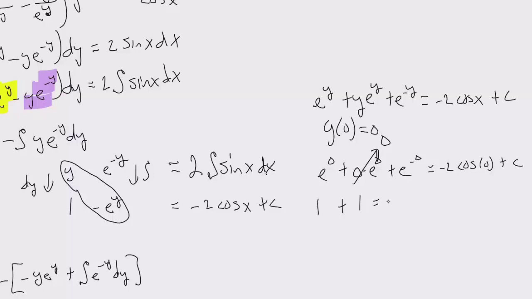And so we got negative 2 here. And then cosine of 0. Cosine of 0 is also 1, plus c. So I get 2 equals negative 2 plus c, so that means c has to be 4. Okay, so our general solution then would be e to the y plus y e to the y plus e to the negative y equals 4 minus 2 cosine x.